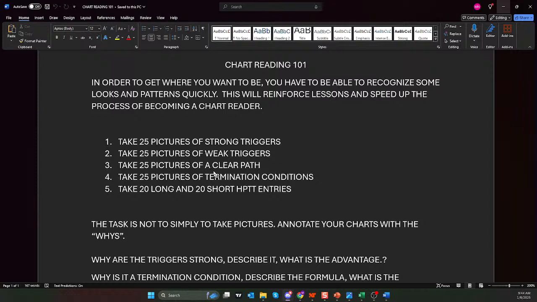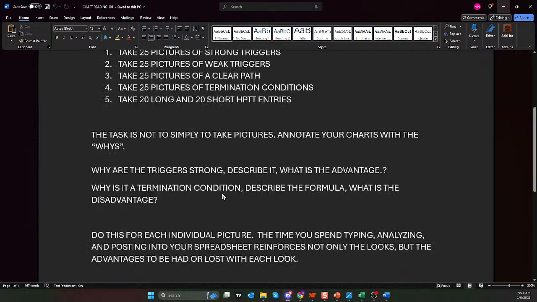Most of you aren't going to do this, and you will continue to struggle with termination conditions. Most of you won't do this, and you'll wonder why the weak triggers didn't push the market. I'm telling you right now from experience, this is the fastest way to feel confident. But don't just take pictures.